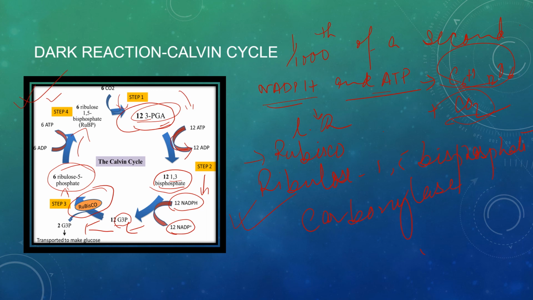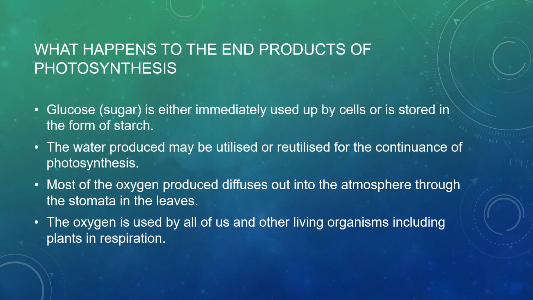The glucose which is formed here is either immediately used by the cells or stored as starch in the cells. So it can be used up by the cells also. This is a simple flow chart where I have tried to discuss what is happening. Let us move on to the last part of photosynthesis. What happens to the end products of photosynthesis? Glucose is either immediately used up by the cells or it is stored in the form of starch.